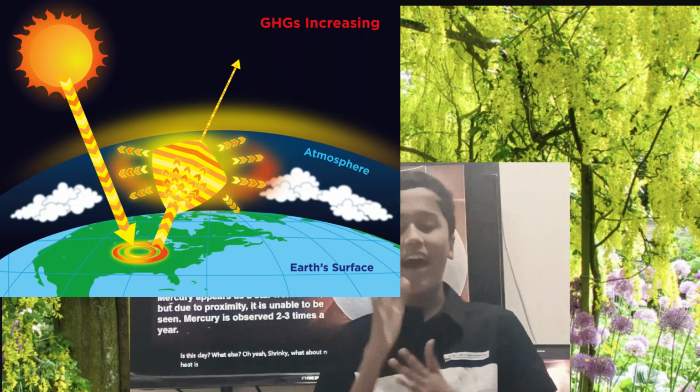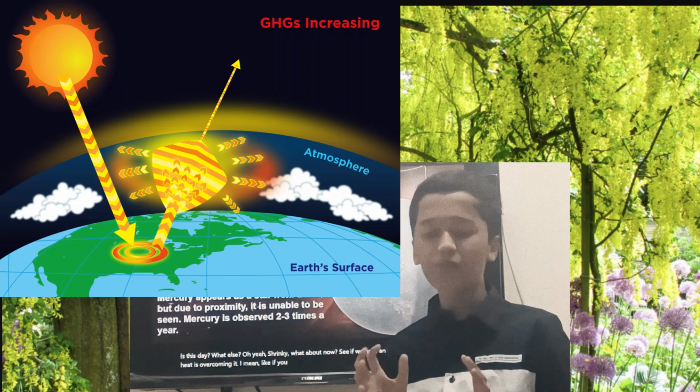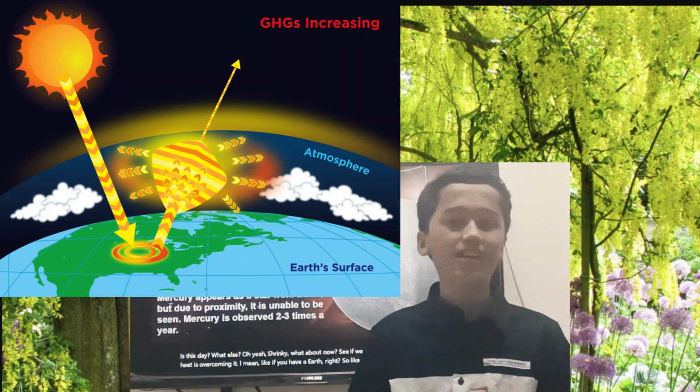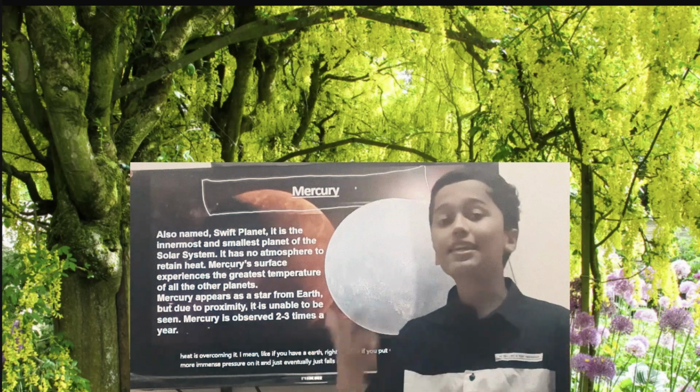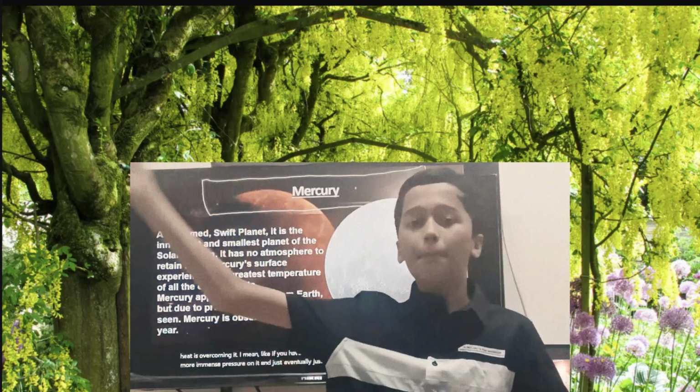Now see, if we have an Earth image, the heat is overcoming it. I mean, if you have that Earth, right, and you put more heat and more immense pressure on it, it eventually just falls down from the graph. But again, it finds a way to come back.